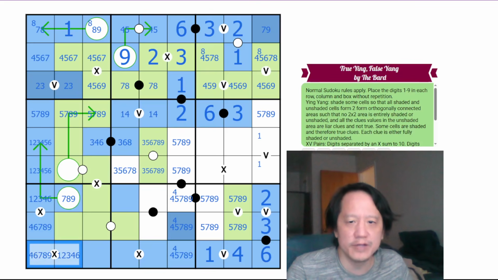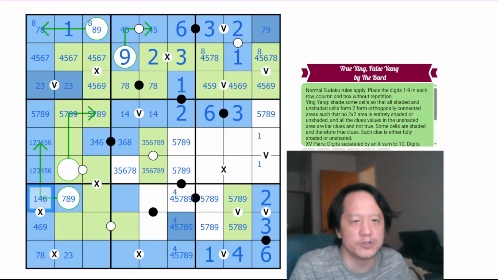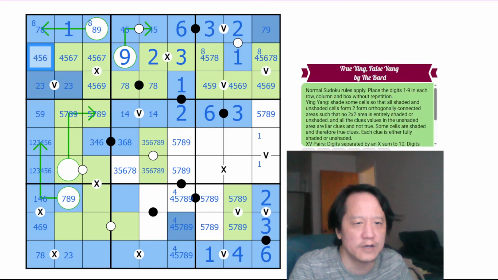4 and 6 eliminate 4 and 6 here. 2 eliminates 2 here, so this can't be 8. 1 eliminates 1 and 9 as a possibility. We have a 7, 8 pair in column 1, which eliminates 7 and 8 in the rest of the column. So no 7 here, which means no 8 there. No 7, 8 as a pair there. No 7 there.